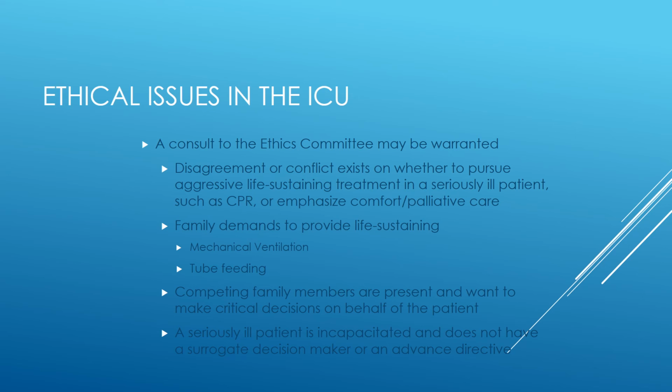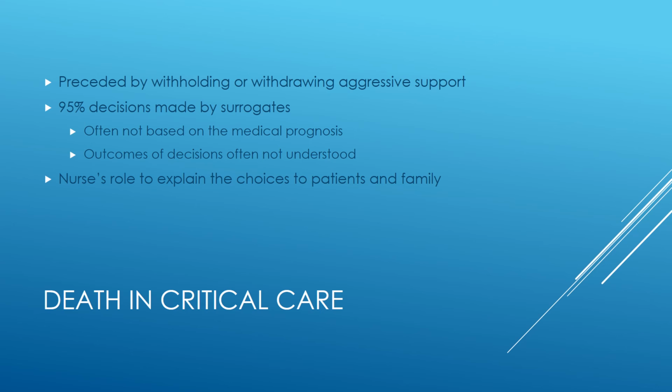Along with a seriously ill patient who is incapacitated, does not have a surrogate decision maker or an advance directive. We also find that to be an ethics committee review. Death in the critical care is preceded by withholding or withdrawing aggressive support. 95% of decisions are made by surrogates, often not based on the medical prognosis. Outcomes of decisions are often not understood. The nurse's role is to explain the choices to patients and family.